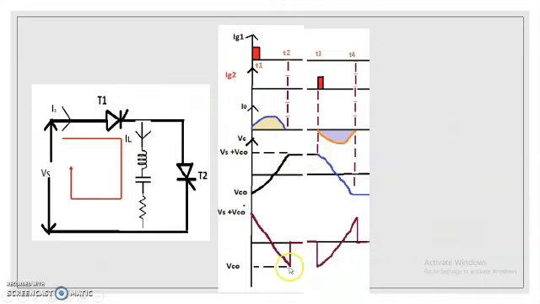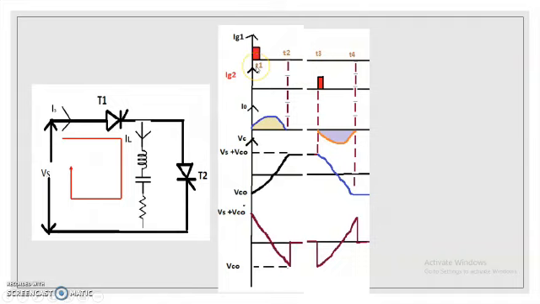Whereas the inductor voltage will instantly die to 0, because the inductor voltage VL is nothing but L into di by dt, so it is the rate of change of current. So here the rate of change of current is 0. Since the rate of change of current is 0, the inductor voltage also becomes 0 and is retained at the 0 value till the time period T2 to T3.